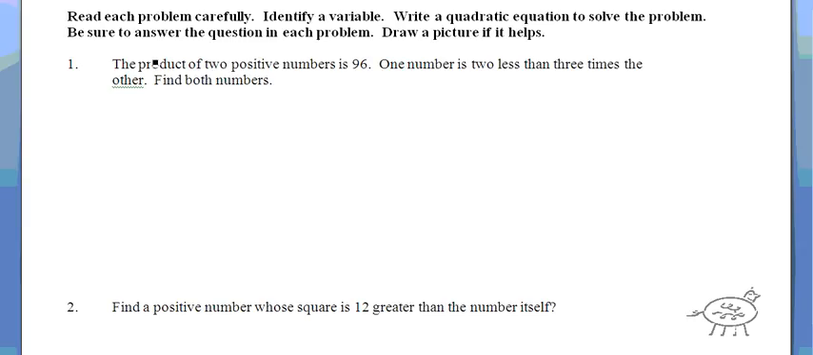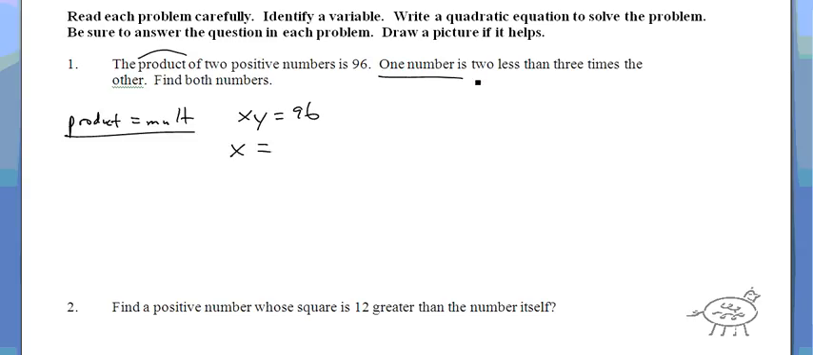So let's look at some keywords here. First of all, it says product. You guys need to remember product equals multiplication. That's important. So the product of two positive numbers, x times y equals 96. One number, so we're going to say x equals 2 less than 3 times the other. So the one number is 2 less than 3 times the other.